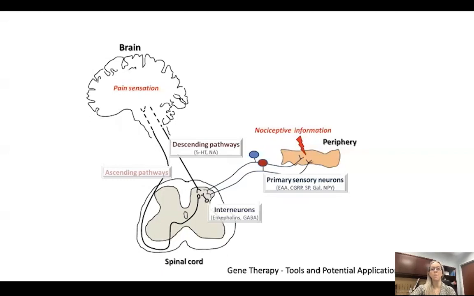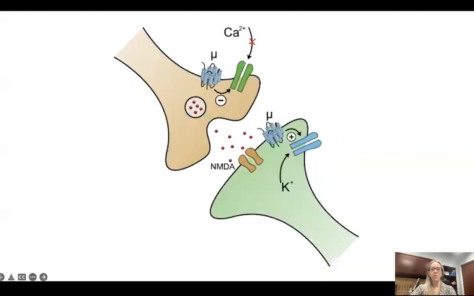So let's talk about how pain is transmitted. So it starts out here in the periphery, right? You get this noxious stimuli, and then it's transmitted through your sensory neurotransmitters into the dorsal horn of your spinal cord, and then transmitted up your spinal cord to your brain, where your brain interprets this as pain. And so let's talk about what happens with pain stimuli and then how opiates block this.